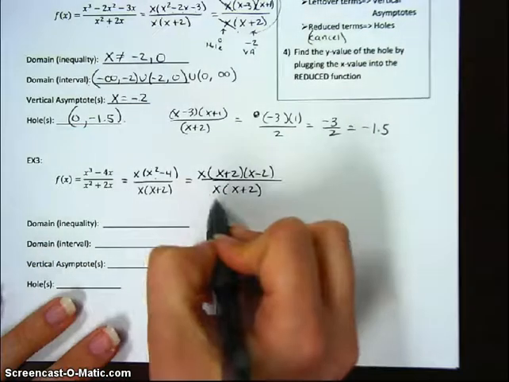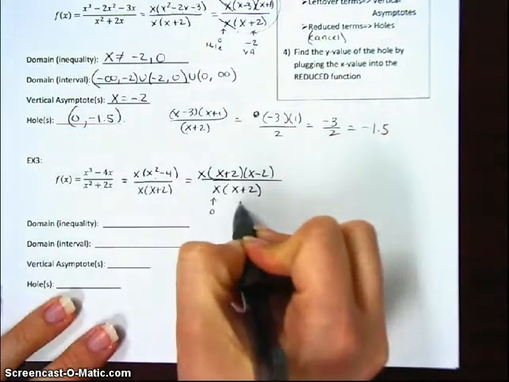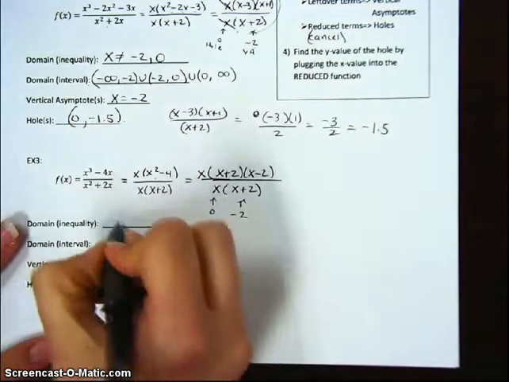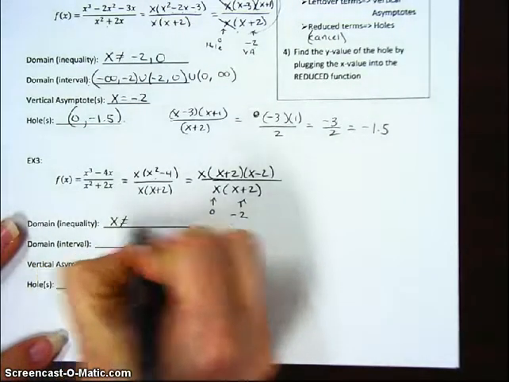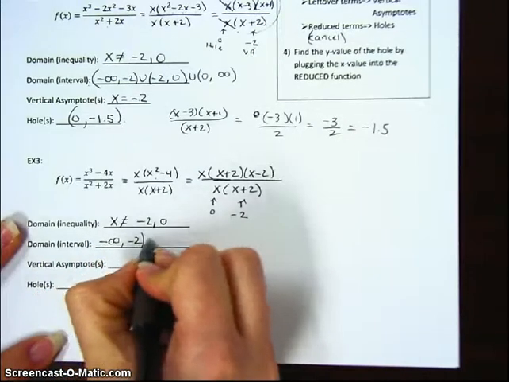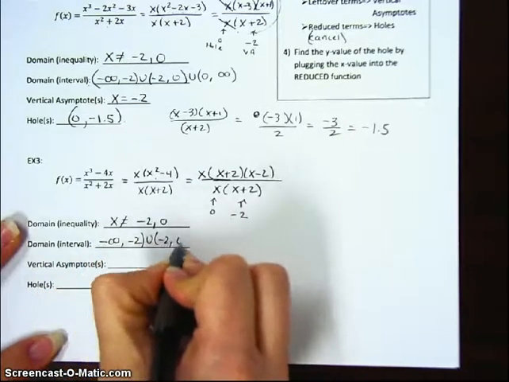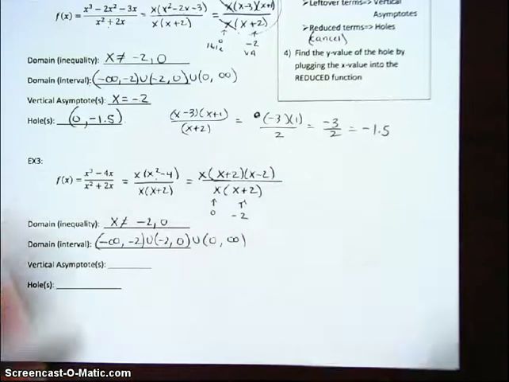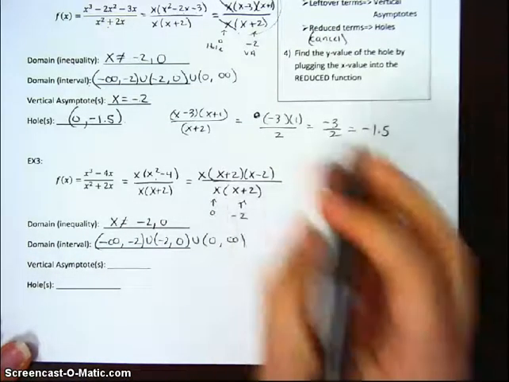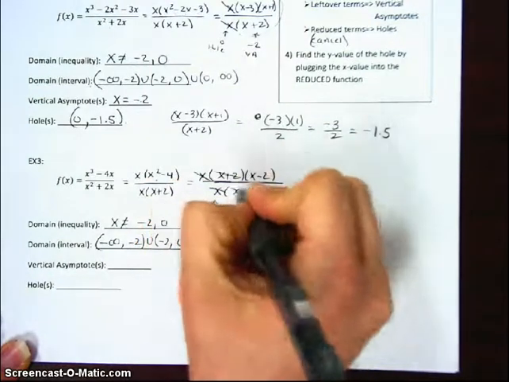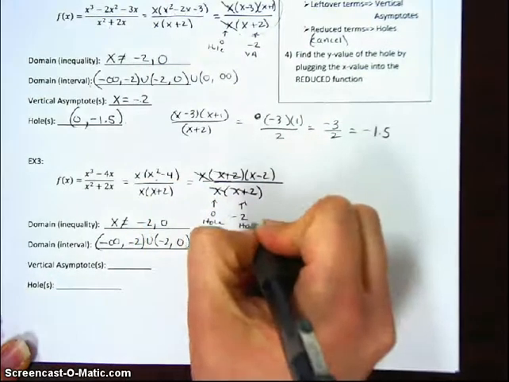So on this one, things that make my denominator 0 are 0 and -2. Same thing again. So x is not equal to -2 or 0: negative infinity to -2, union -2 to 0, union 0 to infinity. Okay, so now we're going to reduce. The x is reduced, which makes that a hole. X plus 2 reduces, which makes that a hole.